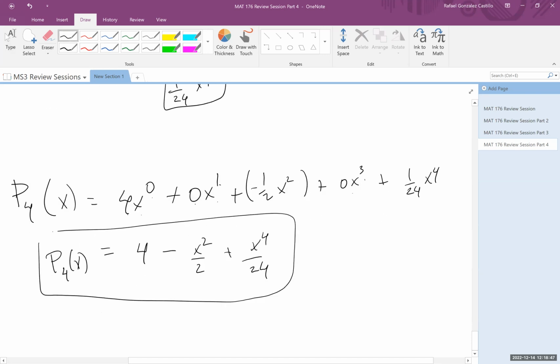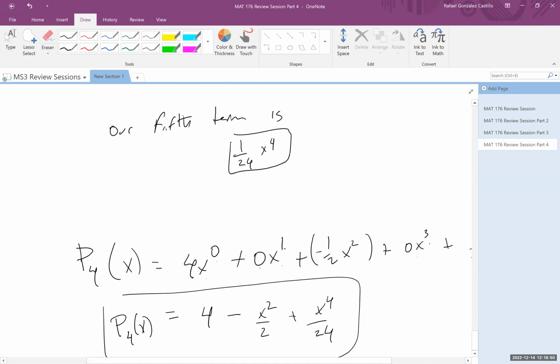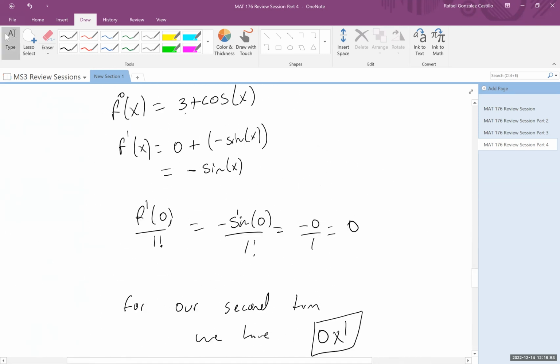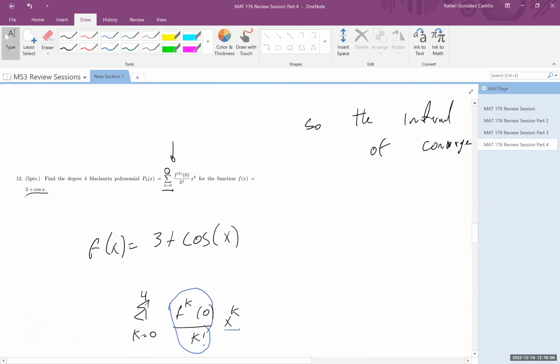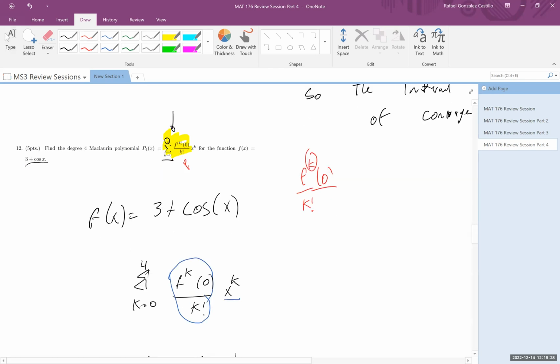So the difficulty here is realizing that you're given all the information that you need. You actually are given all this information in the first line of the problem here. You're given the formula to calculate this, and all you have to do is find the terms one by one. To find the terms, you really only need to find what f of k over k factorial is and evaluate it at 0. And again, this k just represents the derivatives that you're taking. F0 is the original function, F1 is the first derivative, second derivative, third derivative, fourth derivative, fifth derivative, and so on. Okay?